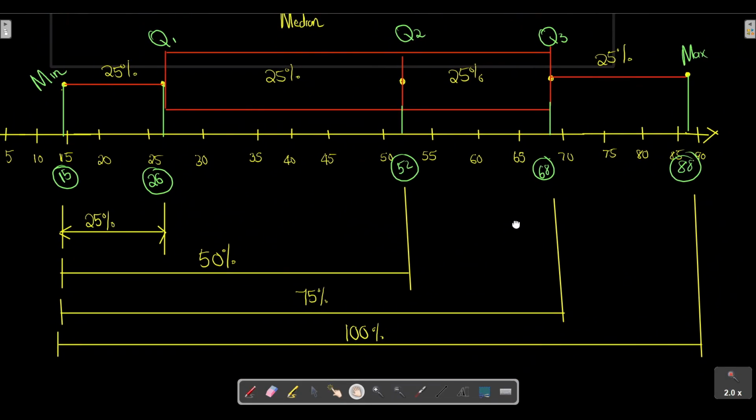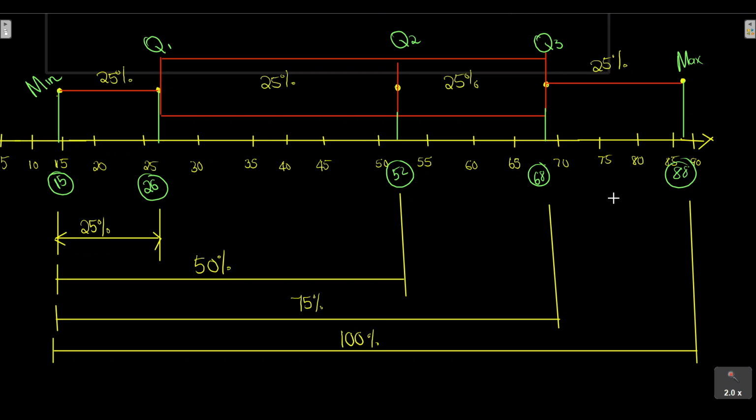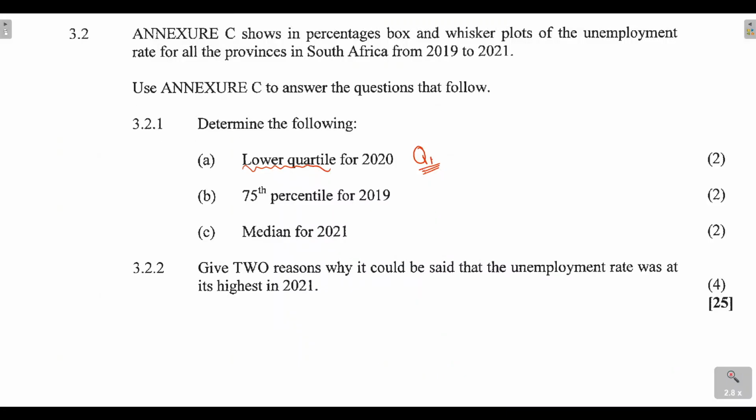Okay, so if you have a look here, what is our 75th percentile? Remember, we said that our 75th percentile is our Q3. So that's what this question is asking from you. It wants you to determine the Q3, quartile 3, for 2019, and then see what the median is for 2021. Remember, guys, I did mention that the median is Q2. So that's what we're trying to find from these box and whisker diagrams that are given to us.